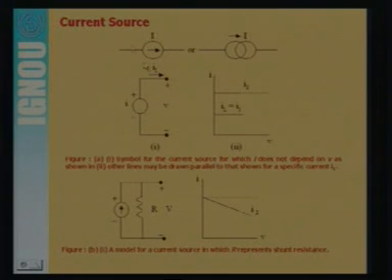Let us see the current source. This is the notation for the current source, an arrow inside the circle. Sometimes in some books you will find this kind of notation for the current source. This is the ideal current source. When we connect the load here, this will deliver a current of I to this load.